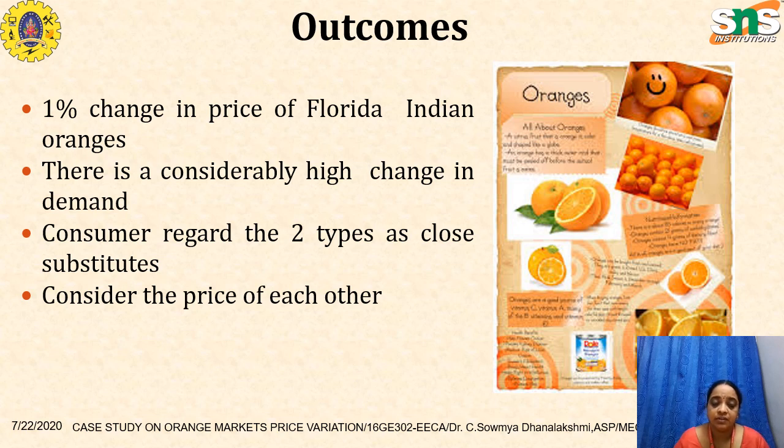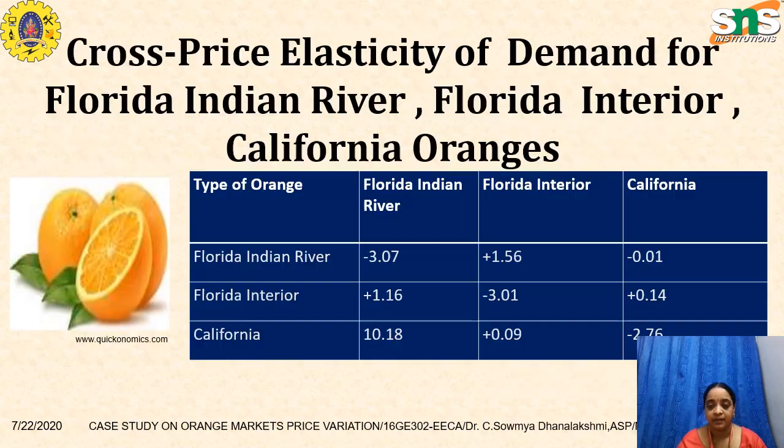What are the outcomes of these price variations, like price elasticity and cross price elasticity? With a 1% change in the price of Florida Indian oranges, there is a considerably high change in the demand. Consumers regard the two types as close substitutes, considering the price of each other.